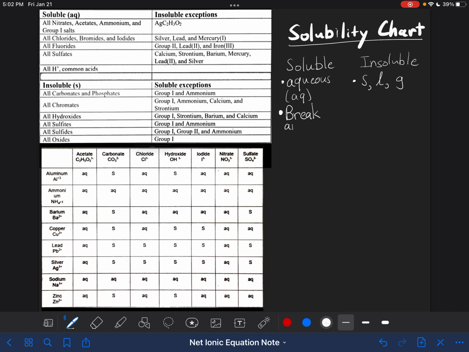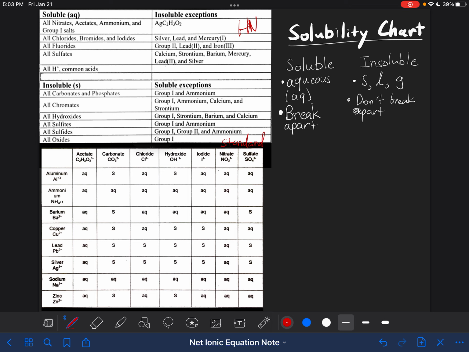Now, before we go on to the net ionic stuff, we still need to understand how to use these tables. My honors kids would be using this one, and my standard kids are using the one on the bottom. To understand how to use this, I'll provide you some example problems. For example, let's say our example problem is AlI3. Is this aqueous or is this solid?